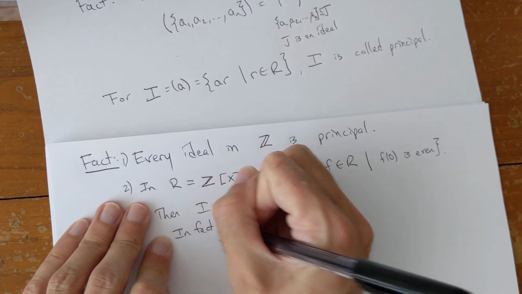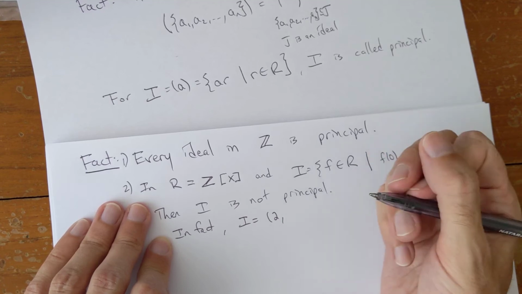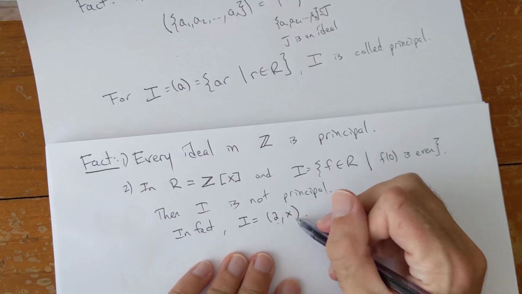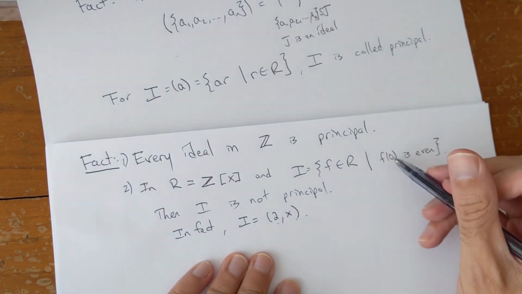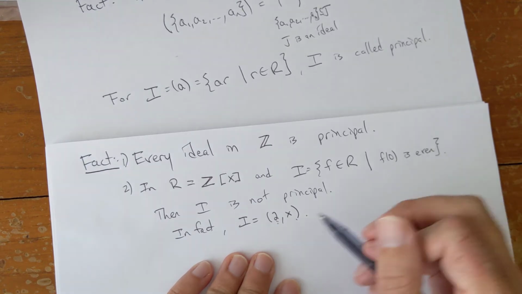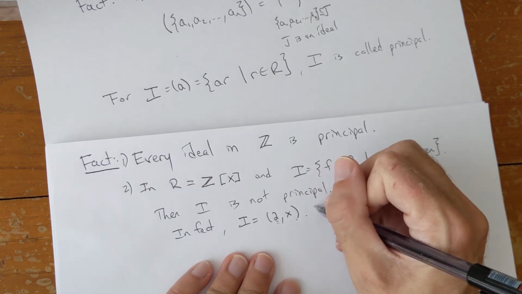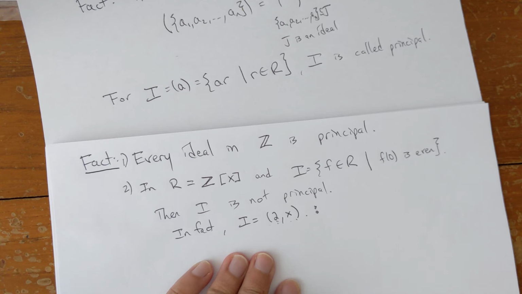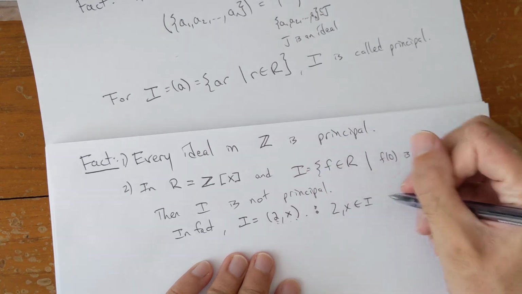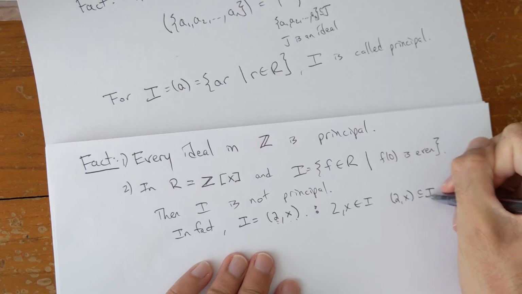So in fact, it's generated by 2 elements. It's generated by the constant polynomial 2, and the polynomial x. Notice that 2 and x are both in I, because if I plug in 0 to the constant polynomial 2, I get 2, which is even. If I plug in 0 to x, I get 0, which is also even, so those are both in I. So 2 and x are both in I, and since 2 and x are both in I, that shows that the ideal generated by 2 and x is a subset of I.